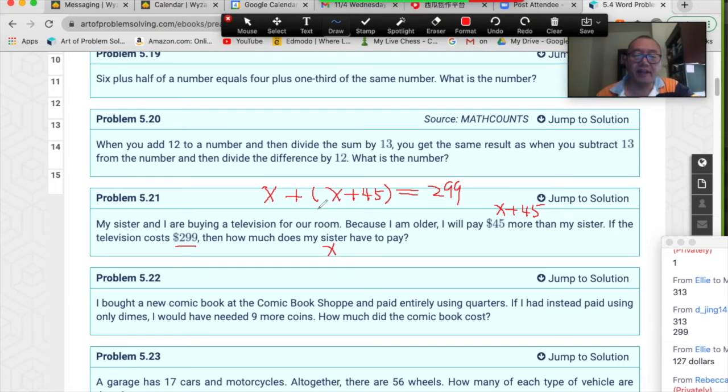Okay, so then you can merge these two x together. You got 2x plus 45. This one you got 299. Then we need to isolate the variable from the numbers. So both sides minus 45. You got the left side equals 2x. Right side equals 254. Then both sides divided by 2. You got x equals 127. Okay, great. That's correct.